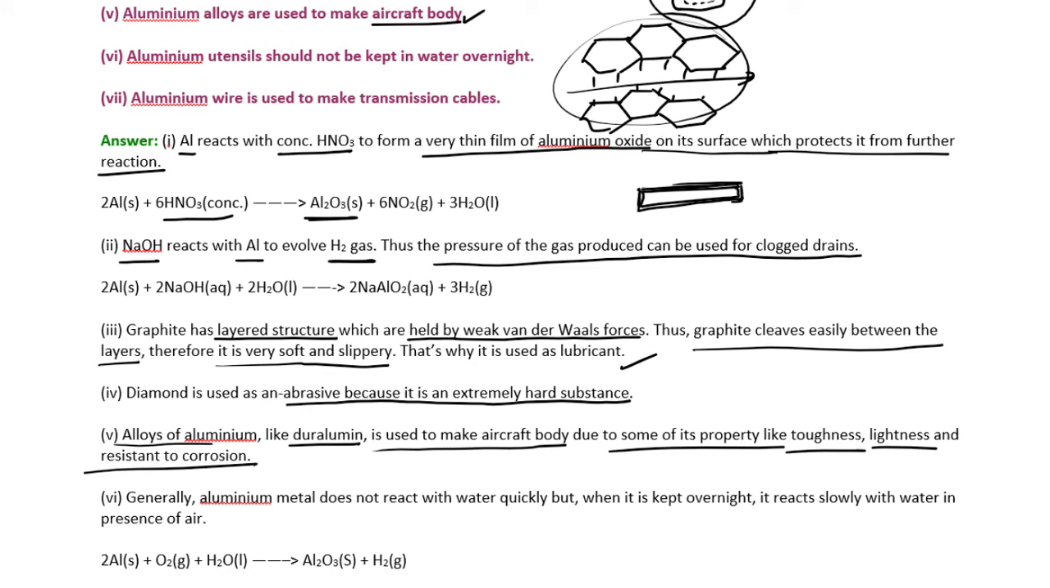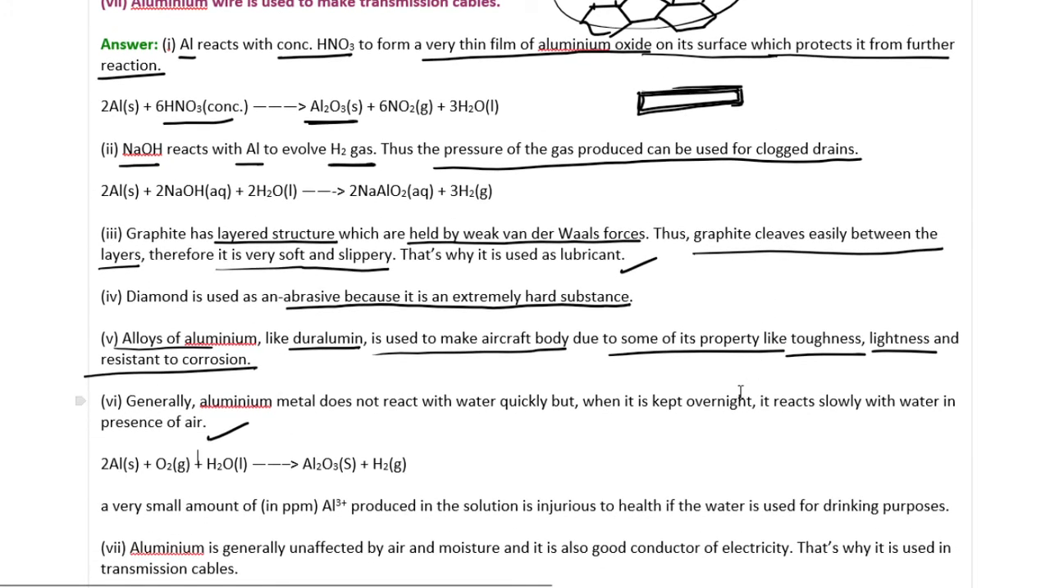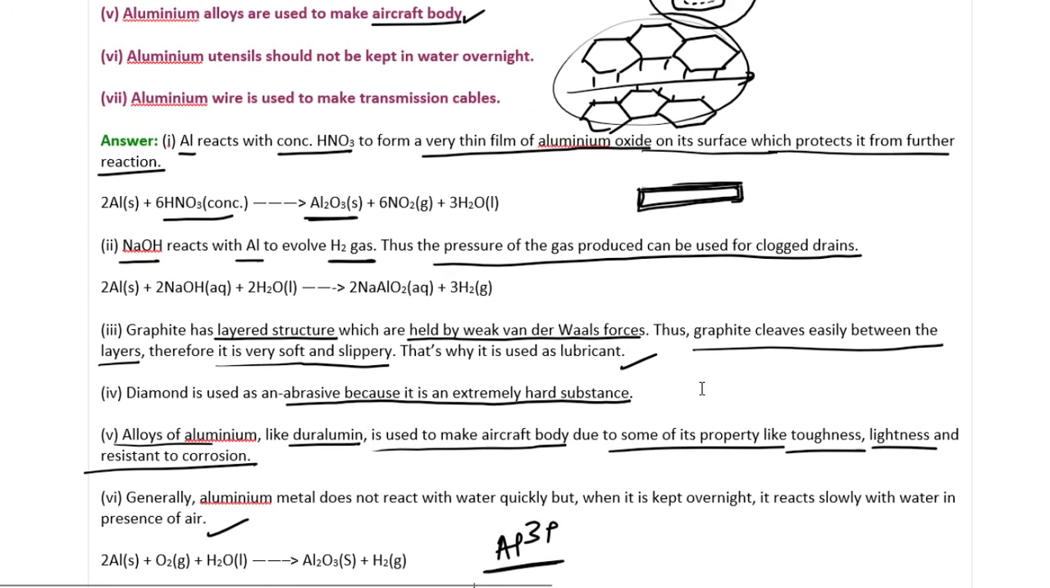Aluminium utensils should not be kept in water overnight. Why is it so? Because if aluminium metal is kept overnight, it reacts with water in the presence of air and gives aluminium oxide, or a very small amount of Al3+ is produced in solution, which is injurious to health if the water is used for drinking purposes.